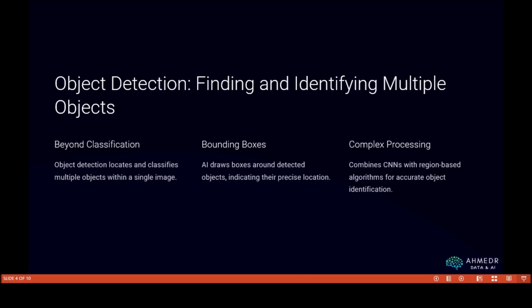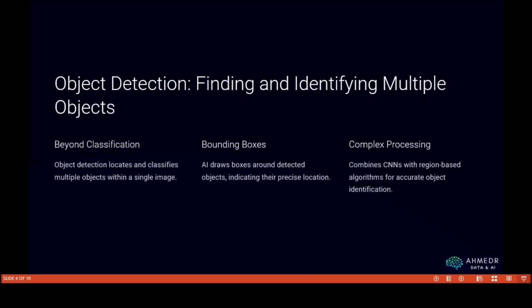One more important concept in computer vision is object detection. While image classification is about identifying what is in an image, object detection takes it a step further. Object detection involves locating and classifying multiple objects in an image and drawing a box around them. This task is more complex because the system must identify where objects are, in addition to what they are.